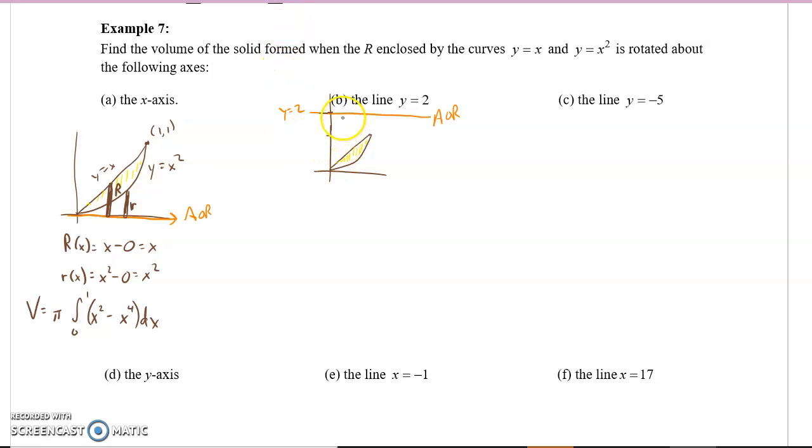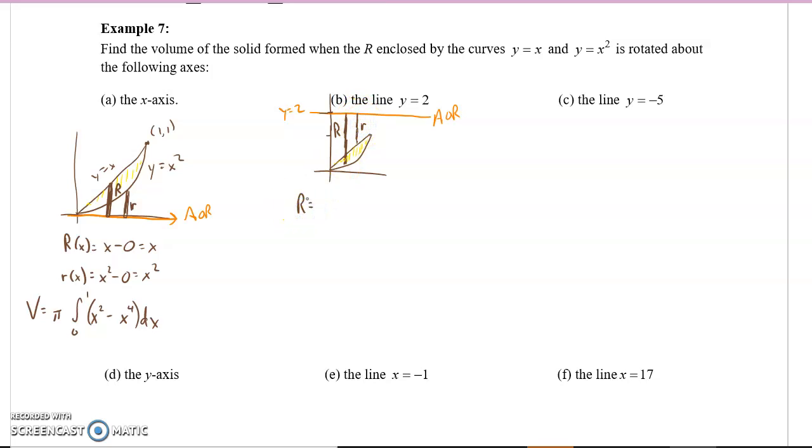Again, from the axis of revolution, we're going to go all the way down to the farthest side of the shaded region. That's my big R value. My little r value is going to start at the axis of revolution and go all the way down to the beginning of the shaded region. So we've got our two r's.